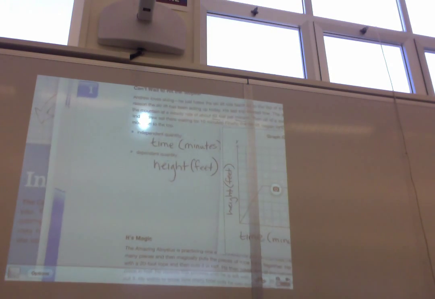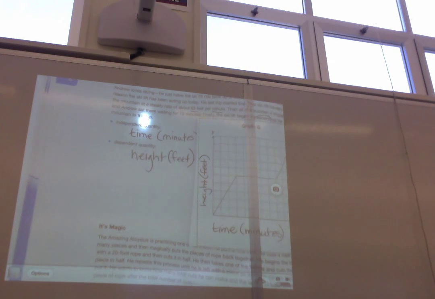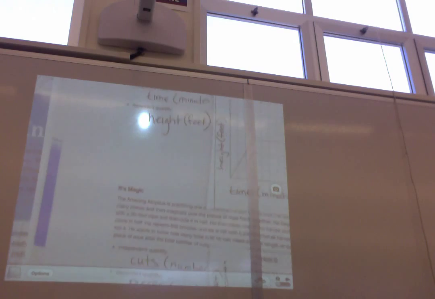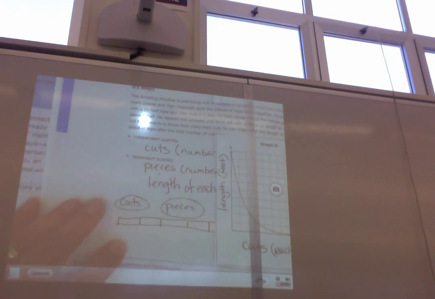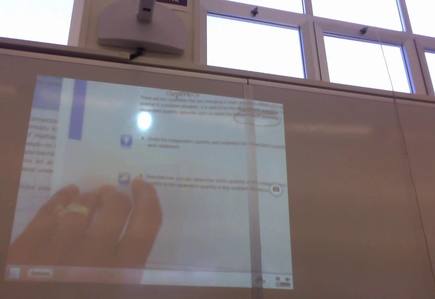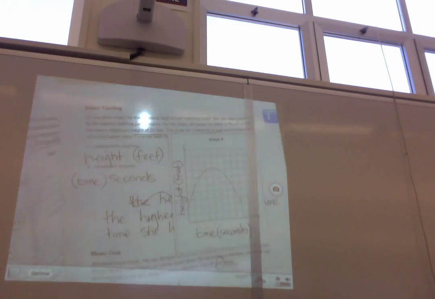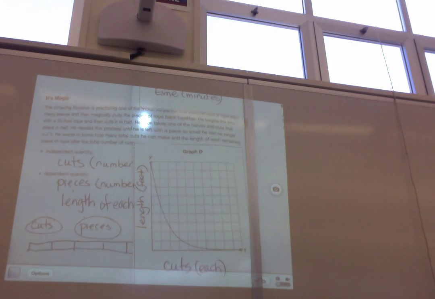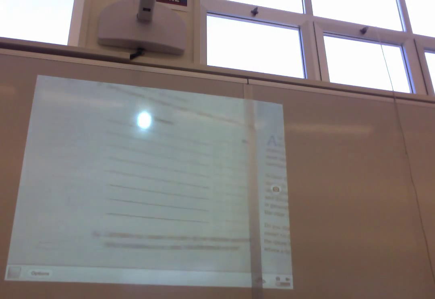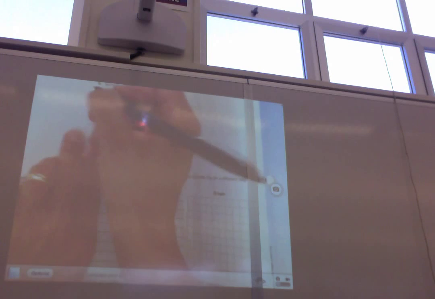Here is D. Oh, no, that's not D. Here's D. And where's H? And here's H. And D. All right. What can you guys tell us about D and H? What's the same? What's different? They're both negative slopes.